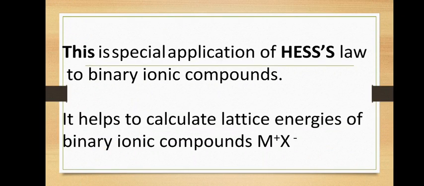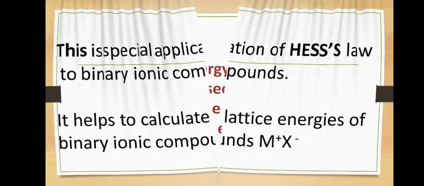First of all, some introductory sentences have been given. This is a special application of Hess's law to binary ionic compounds, which consist of only two types of elements. It helps to calculate lattice energies of binary ionic compounds. M plus, for example, sodium cation, and X minus, for example, chloride anion, or in your syllabus another Born Haber cycle, that of magnesium oxide. M plus may be Mg 2 plus and X minus may be O 2 minus. So this extension of Hess's law is very helpful in the determination of lattice energies of ionic compounds.